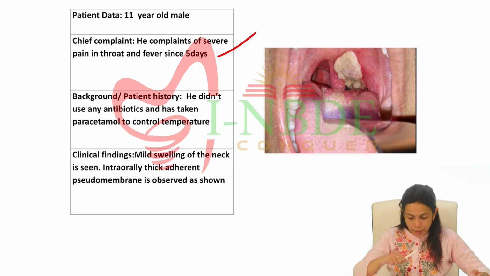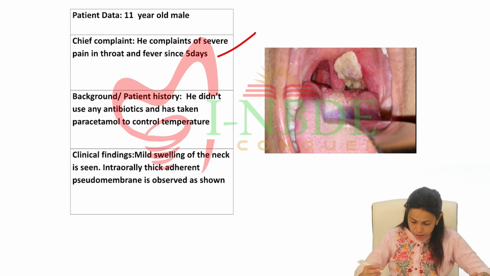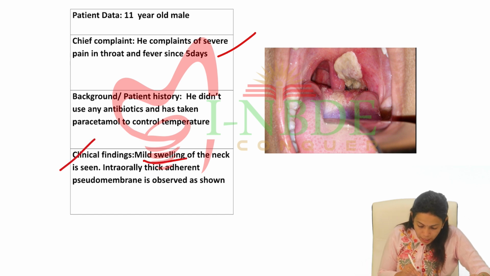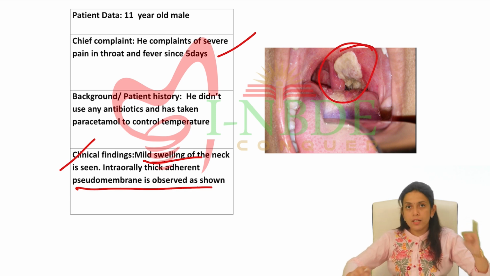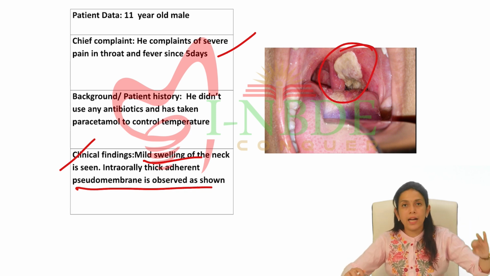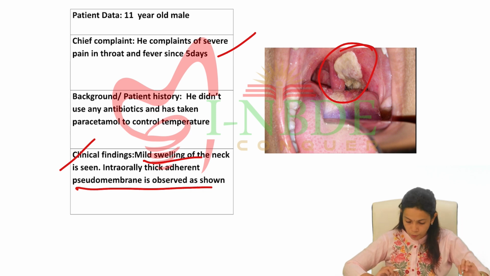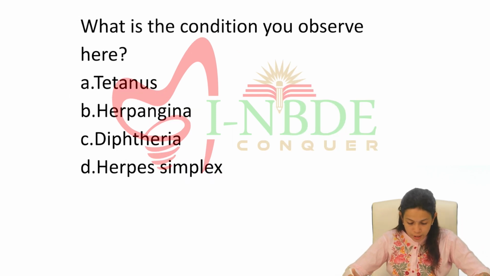Now next question. An 11-year-old male, a kid, with severe pain in the throat and fever since 5 days. So you can see a clinical picture. He didn't take any antibiotics, and there's mild swelling of the neck. That's an important point. And there's a thick adherent pseudomembrane. So thick adherent pseudomembrane, fever, a kid, and swelling of the neck. These are the 4 key points here. So what is the condition?